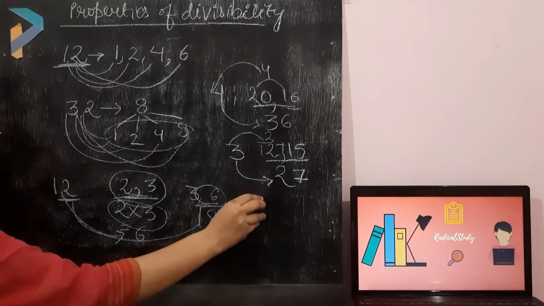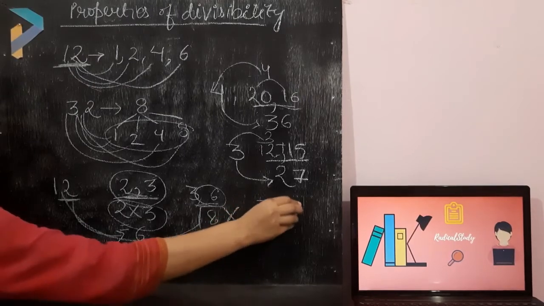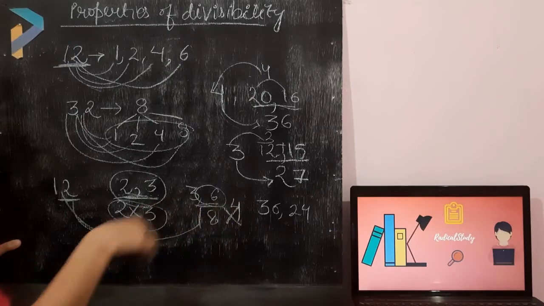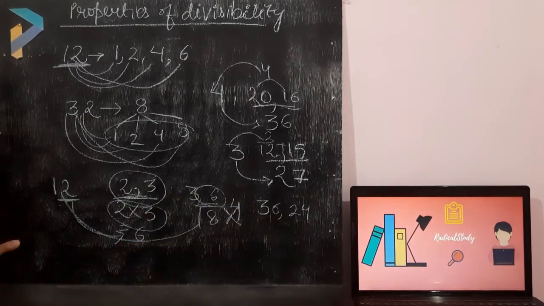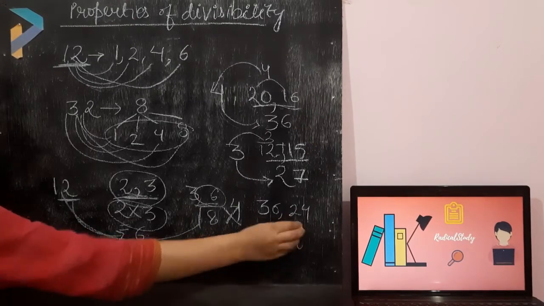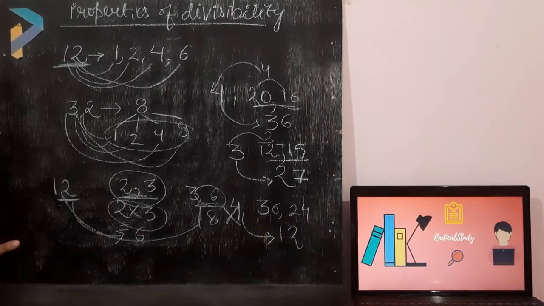36 and 24, these are the factors of 4. And what is the difference between 36 and 24? Students, the difference between 36 and 24 is 12. So 4 is also a factor of 12.